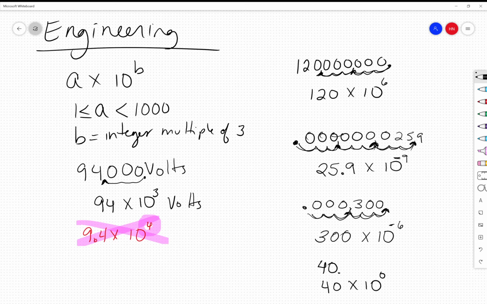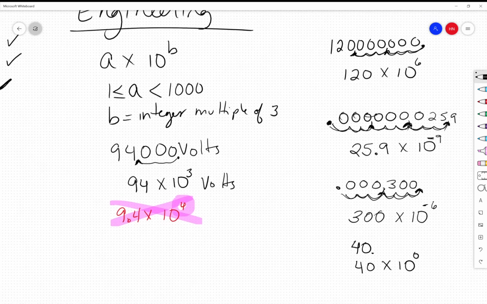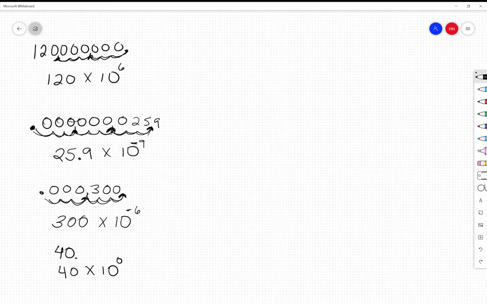Okay, so SI prefix notation is the last notation that we're supposed to cover right here. SI prefix notation is just one more little step after engineering notation. I'm going to move over here to the left so that I can actually use these numbers as example. It's the Système International des Unités, the International System of Units, SI prefix.